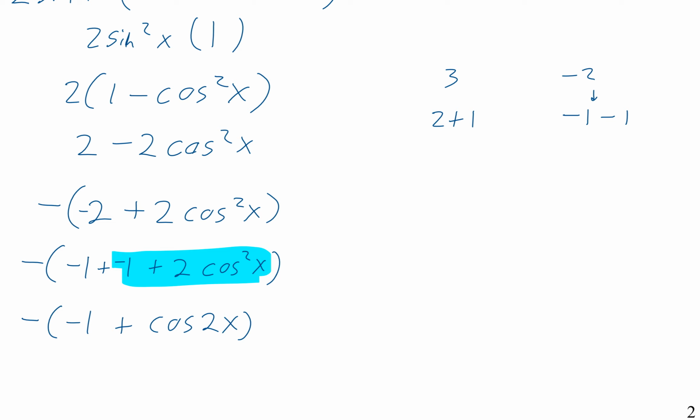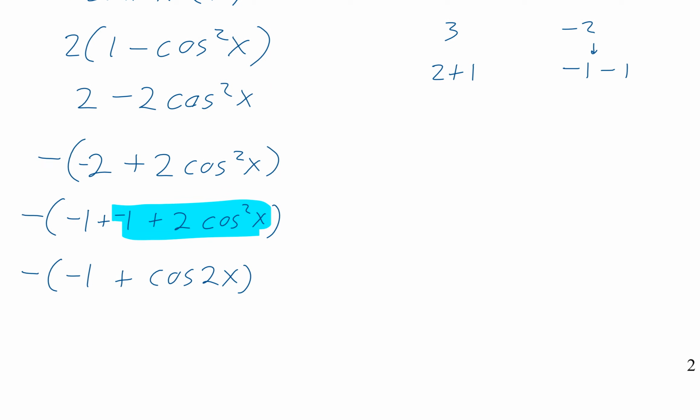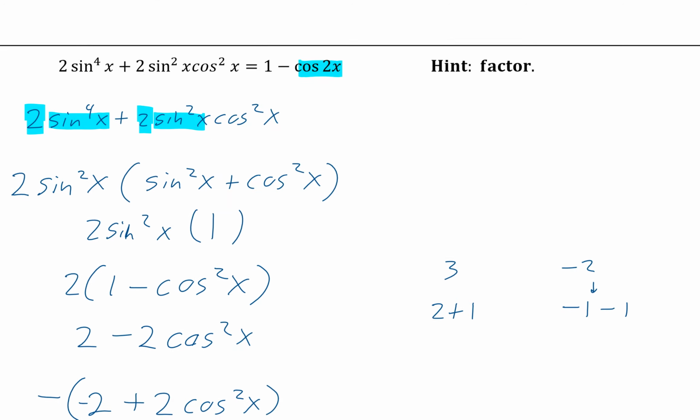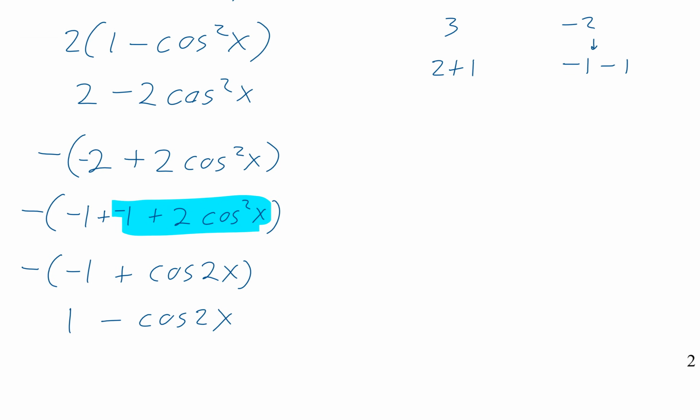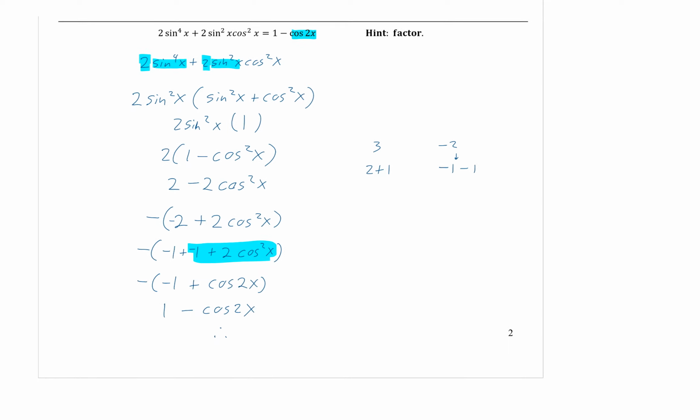And then we can say that that is cosine 2x. So now if we distribute, we get 1 minus cosine 2x. Does that match what we wanted? Yes, it does. And so we are done. And that's how we use our double angle.